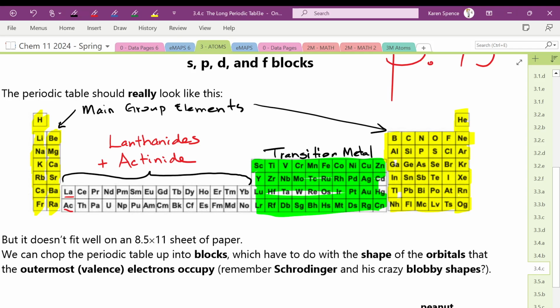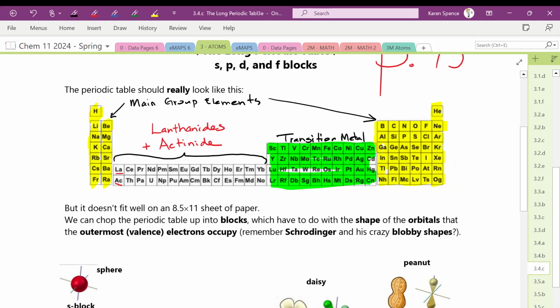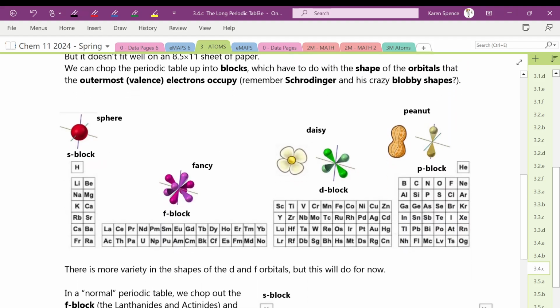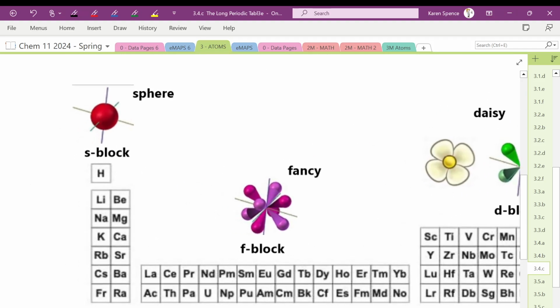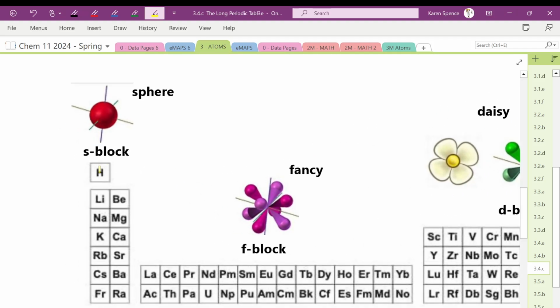But the reason that we have these different blocks is that, do you remember those orbitals, those blobby shapes? If you're over in groups 1 and 2, you are filling up the sphere-shaped orbital. Okay? The sphere-shaped orbital is known as an s orbital. How many electrons can an orbital hold? Do you remember what I said? An orbital can hold 2 electrons.